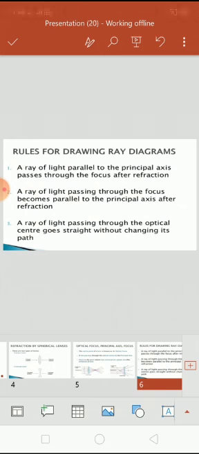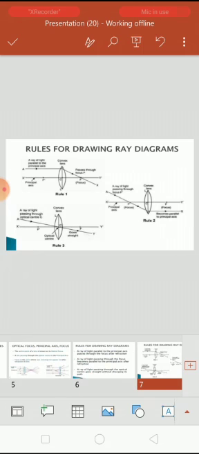So these are the rules for drawing ray diagrams. A ray of light parallel to the principal axis passes through the focus after refraction. A ray of light passing through the focus becomes parallel to the principal axis after refraction. A ray of light passing through the optical center goes straight without changing its path. These are the diagrams.